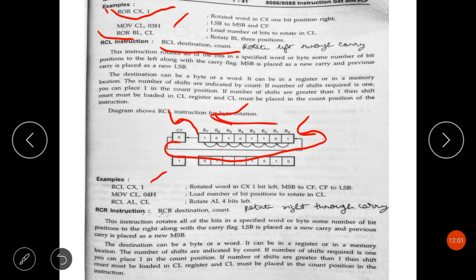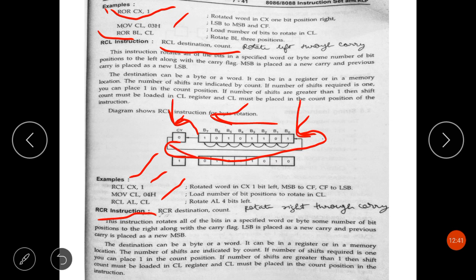So this instruction will rotate the content of CX bit by bit towards the left. Only one rotation will occur. But if the number of rotations we need is more than 1, then we need to store that count in the CL register and mention the CL register in place of the count for the RCL instruction. So the RCL instruction shifts the content of the destination bit by bit towards the left, and the MSB will get stored in the carry flag, and the carry flag's content will get stored in the LSB.